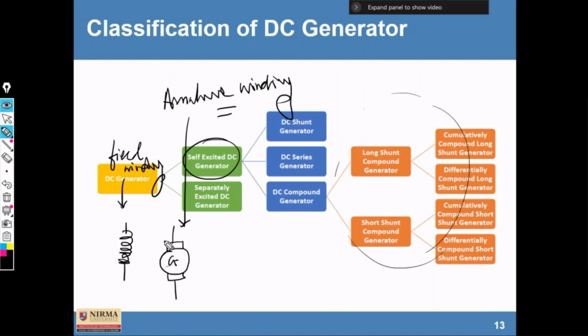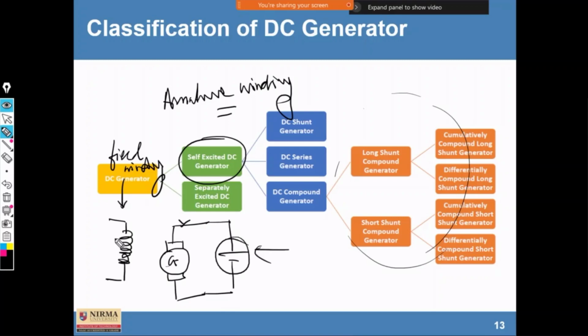Suppose both these windings, the field winding as well as the armature winding, are excited separately, then it is known as a separately excited generator. So this is a separately excited generator. Here the DC supply is given from some other source, and here also DC supply is given. So both these windings are separately excited.